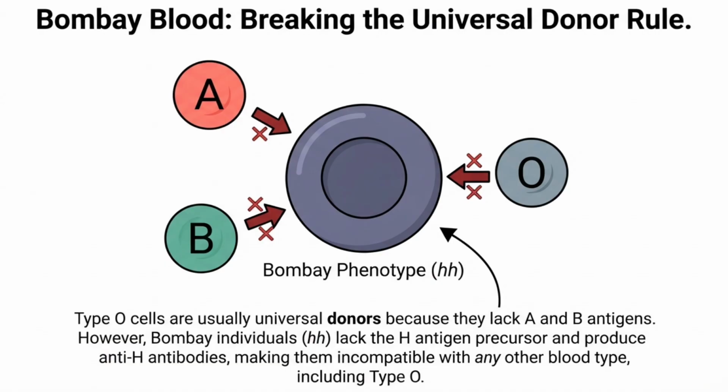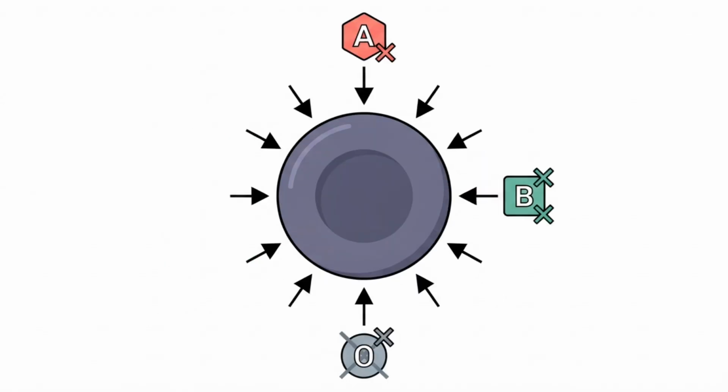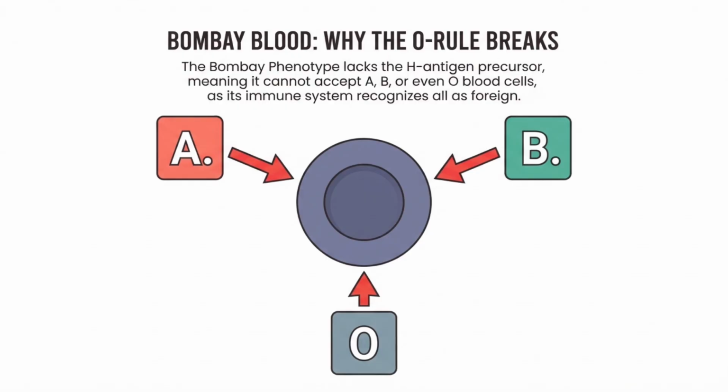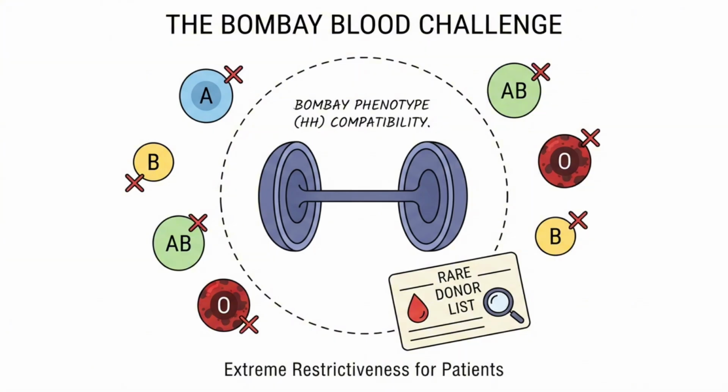Unlike type O, which is the universal donor precisely because of its blank surface, Bombay blood can only be safely given to and received from other Bombay type individuals, making it far more restrictive than any of the 4 main ABO types.